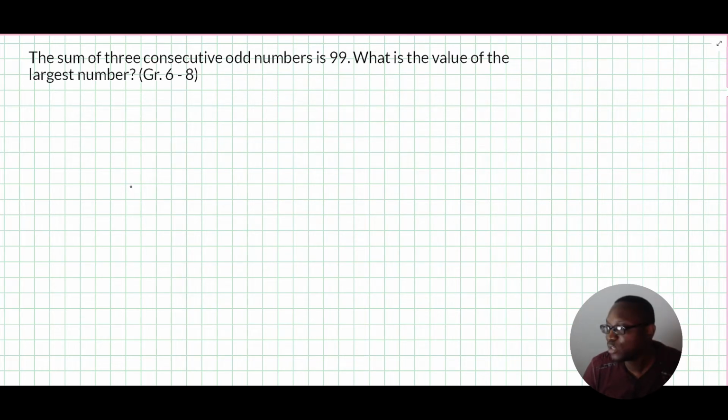So here it requires you to understand what it means to have consecutive odd numbers. Let me give you an example of consecutive odd numbers. You have 3, 5, 7, or 1, 3, 5. So these are consecutive odd numbers. So this should give you an idea of what you will need to get the answer.